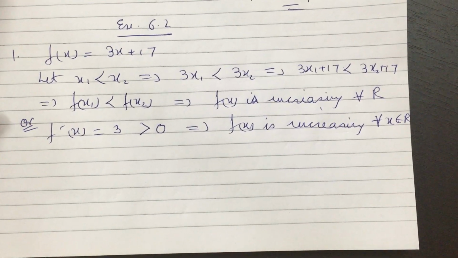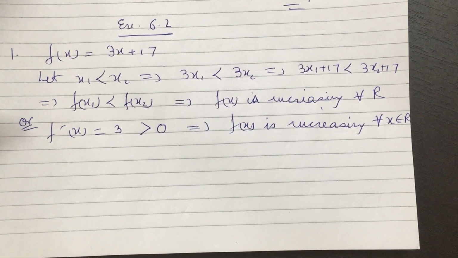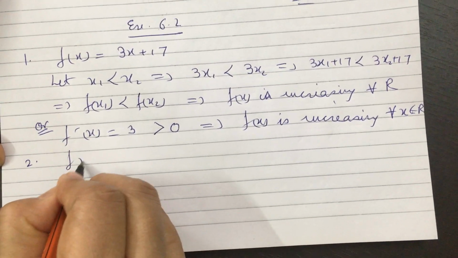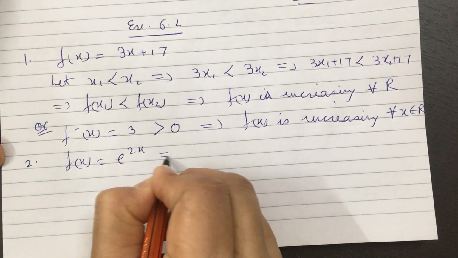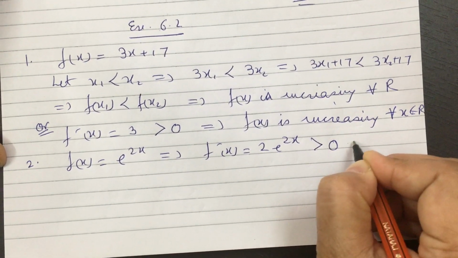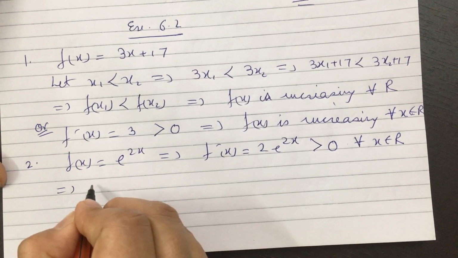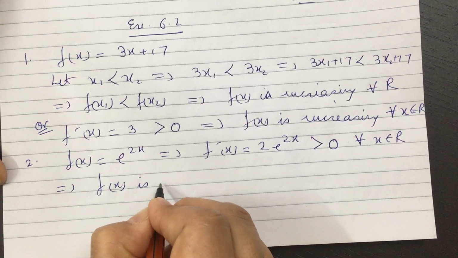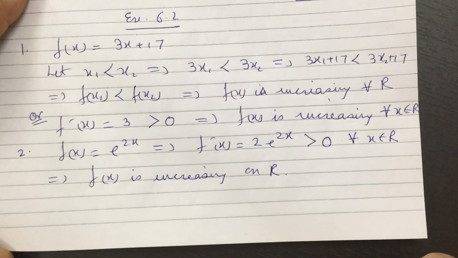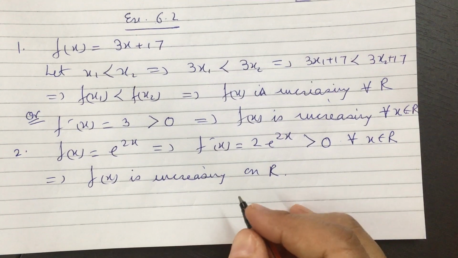Okay. Now same way you can try the remaining questions till question number 4, but first I'll just take up question number 2 also, a similar one. Fx equal to e raised power 2x, it implies that f dash x equal to 2 e raised power 2x, which is always greater than 0 for all x belonging to R, and it implies that fx is increasing on R. Okay, so try out the remaining questions and we will continue with the next type of questions in the next video. Thank you.